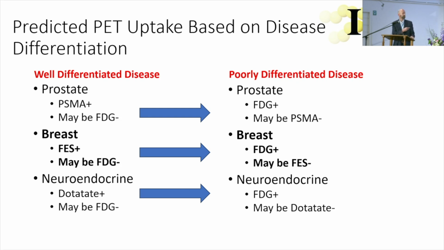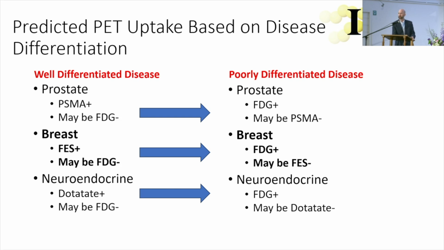We see the same shift with prostate cancer. You go from well-differentiated PSMA avid, meaning you can see it on a PET scan, cancer, and as the disease progresses, eventually you can no longer see it on a PSMA PET scan, and you can often start to see it on an FDG PET scan.